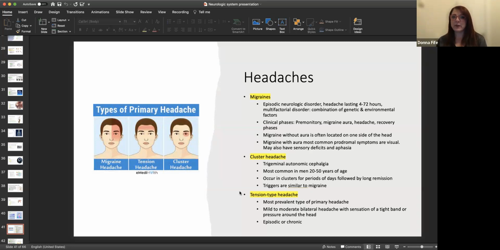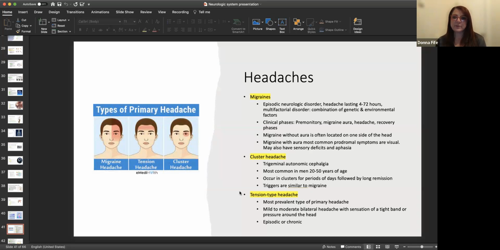Migraine can occur with an aura or without an aura. A migraine without aura is often located on one side of the head. With a migraine with aura, the most common prodromal symptoms are visual, so you might have some visual auras, but they can also come from other sensory areas, and it can also have aphasia.